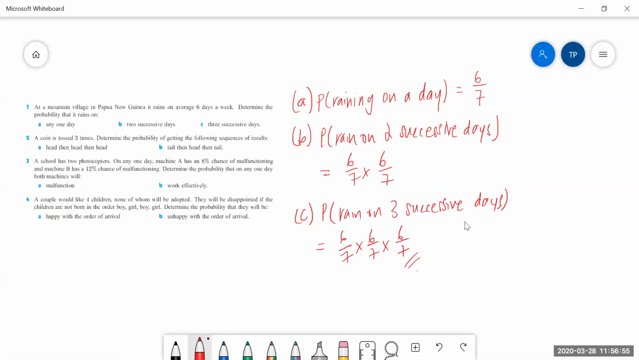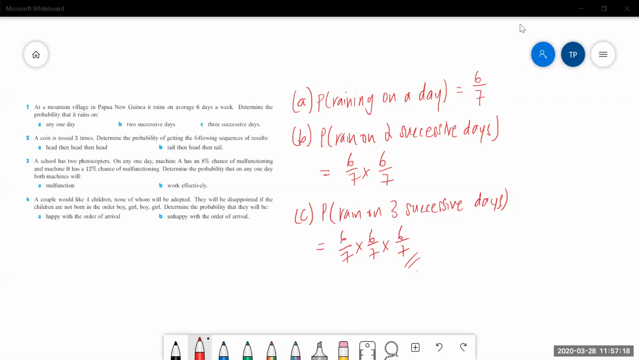Like the second question, can you just do half times half times half? It is correct. Okay, I'll write it out properly first.